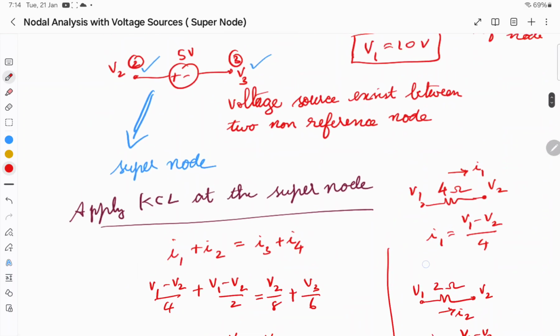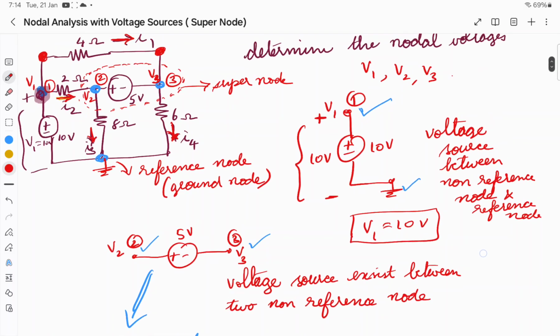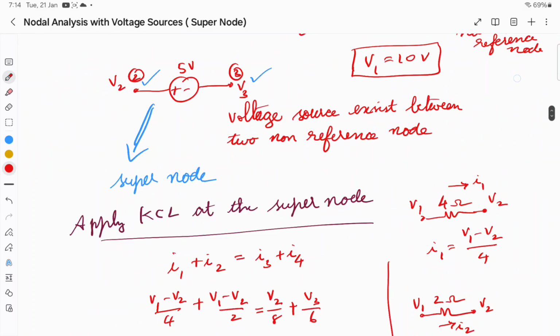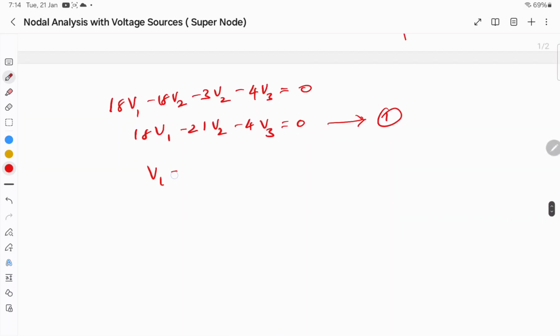We found out in this case the V1 is going to be 10, between the voltage source, between the non-reference node and reference node. So V1 is going to be 10. V1 is going to be 10. This is the second one, 10 volt.